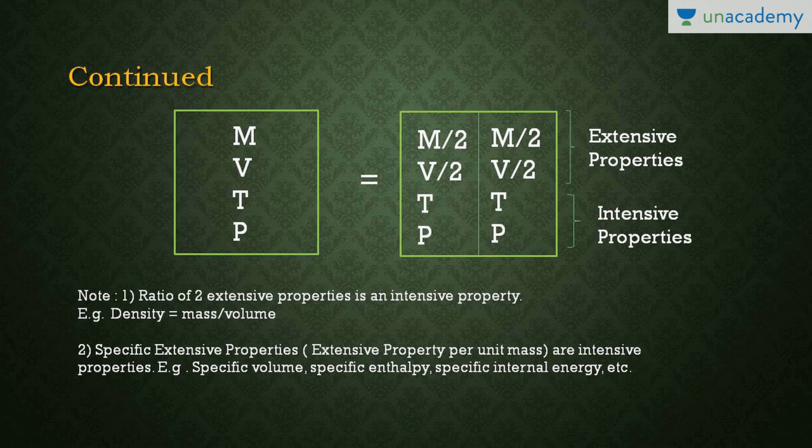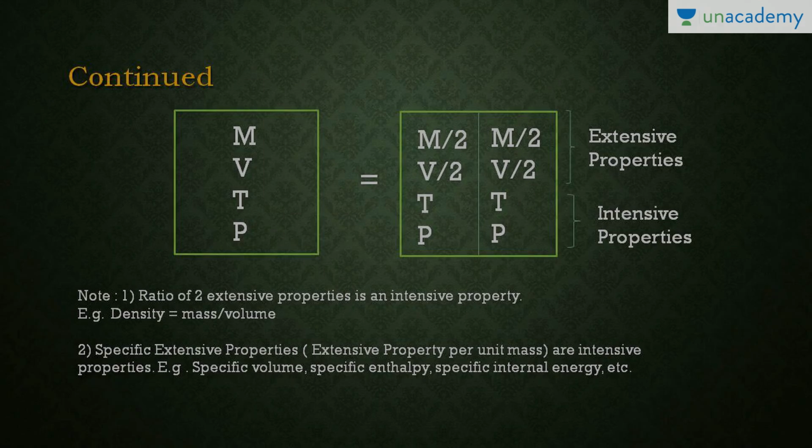Specific enthalpy is an intensive property. Internal energy is an extensive property. Specific internal energy is an intensive property. So whenever you see the word specific, that is an intensive property. Volume is an extensive property, specific volume is an intensive. Enthalpy is an extensive, specific enthalpy is an intensive. Internal energy is an extensive, specific internal energy is an intensive property. So this is a slight idea of what extensive and intensive properties are.